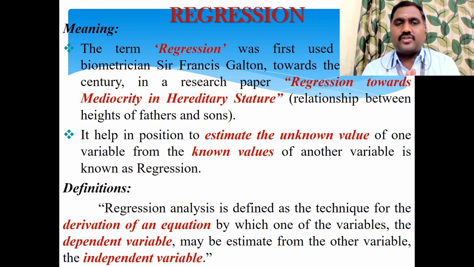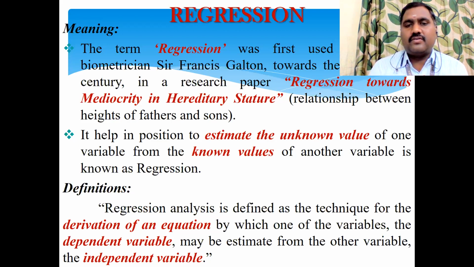This is a concept which was coined by a British biometrician called Francis Galton. In the 19th century, he started introducing this concept. He started identifying the significance of two variables on heredity stature, that is, the relationship between the height of the father and the son. It depends upon the genes, upon heredity, right? So to estimate the unknown values from the known values is called regression.